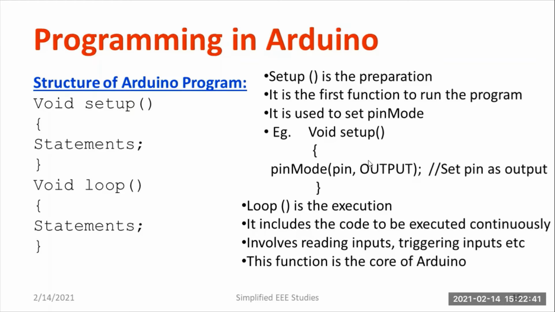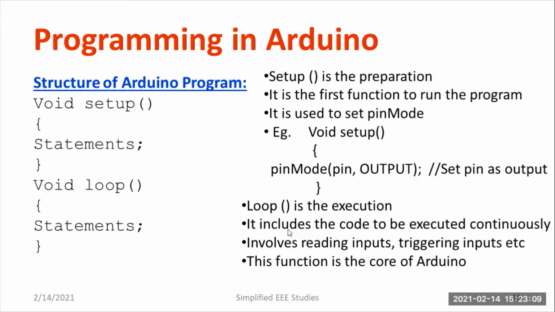For example, how to give the coding. Void setup, you have to open the brace, then pinMode of pin, comma, OUTPUT. Then you have to close the parenthesis. Don't forget to put the semicolon. This means set the pin as an output. You can choose any of the pins. Normally we are going to choose 13, or a PWM pin. I have explained what the PWM pins are, etc. Then you have to close the brace so that we complete the first part, that is called void setup.